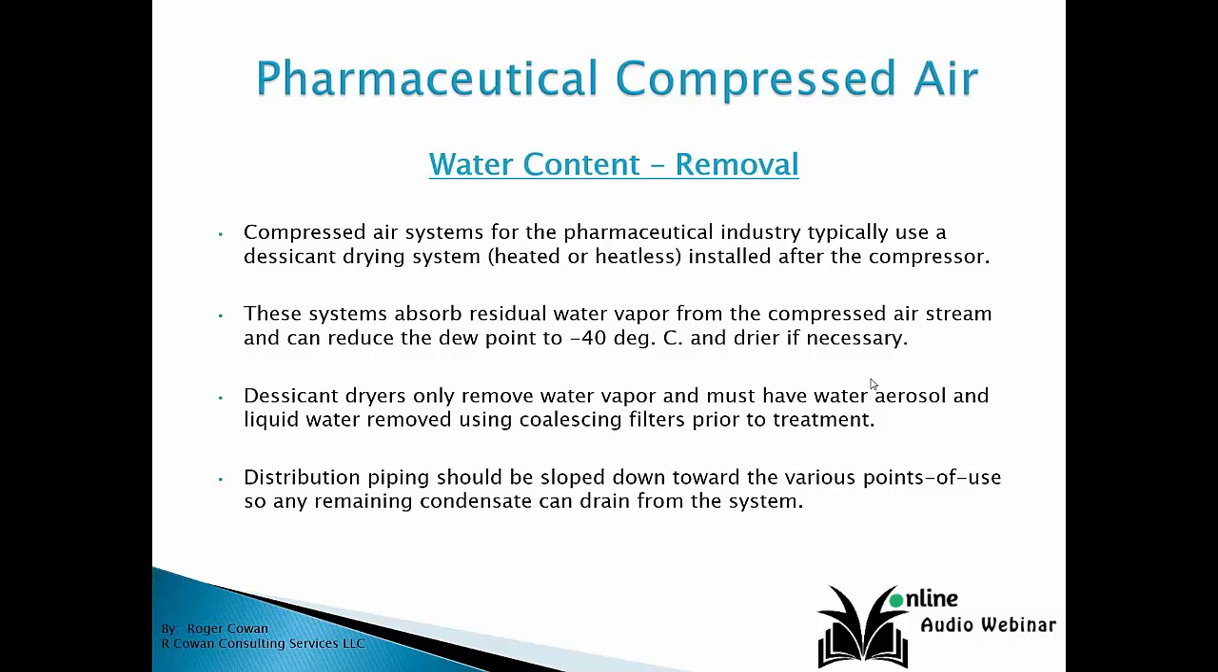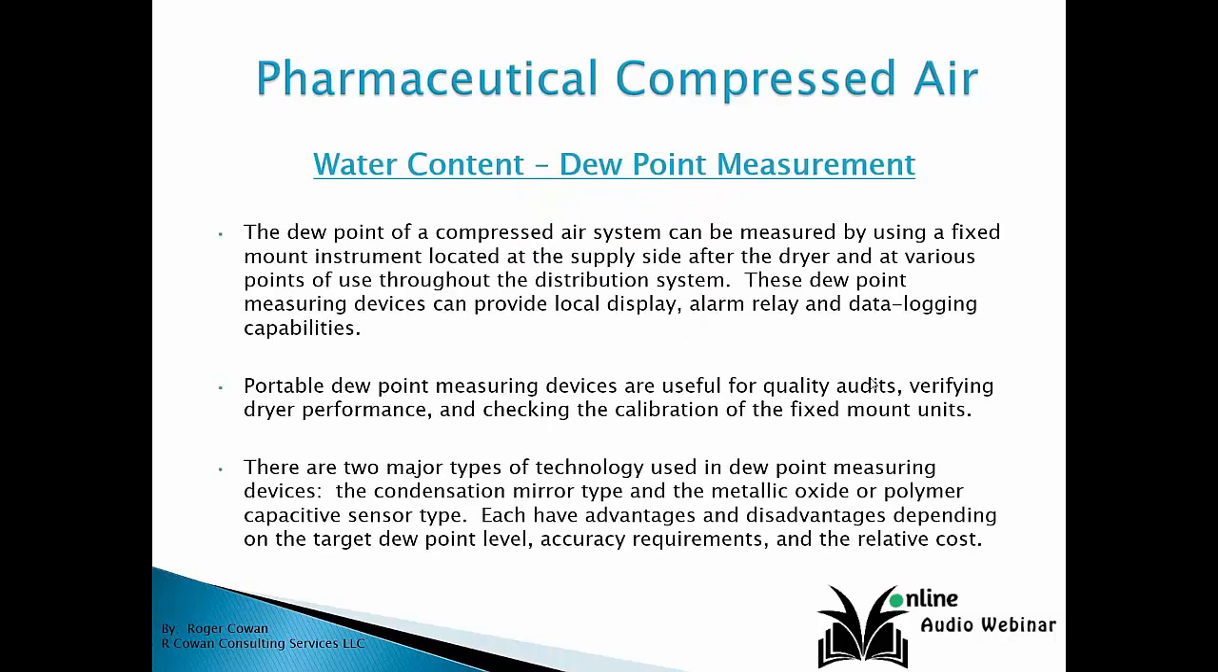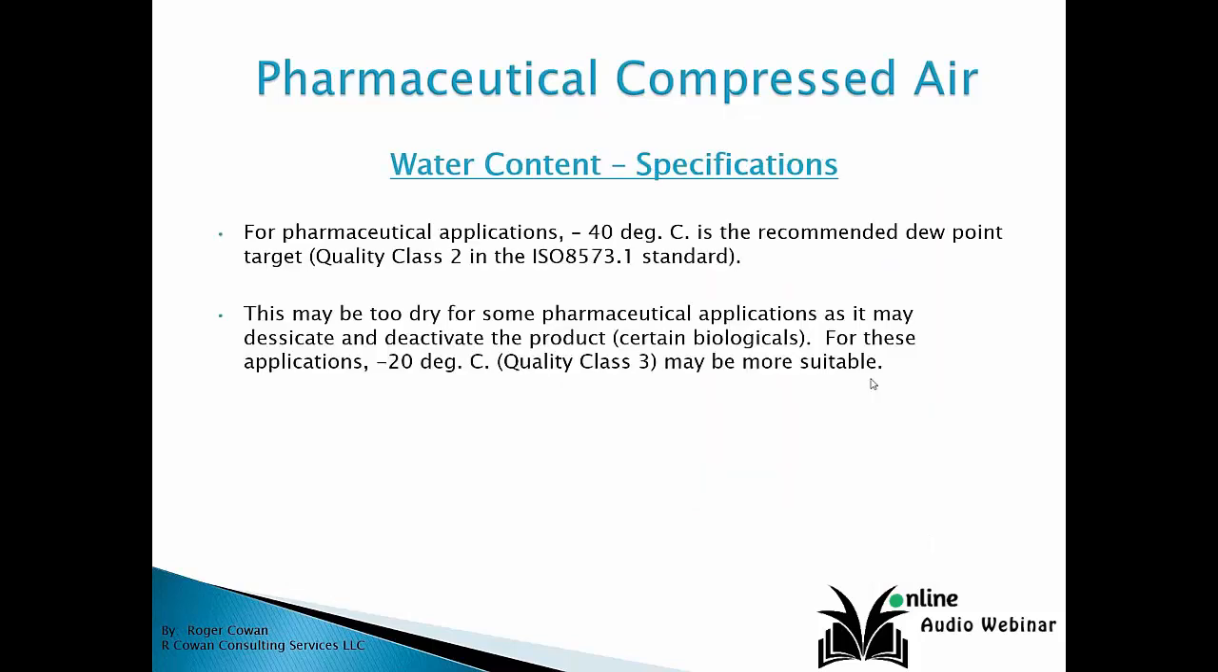So having said that, how do you remove water content and moisture from compressed air? Here's a photograph of a typical heated desiccant twin tower compressed air dryer. Now, how do you measure the dew point of your compressed air? The left-hand photograph is a fixed mount dew point meter, and you can see it has a nice real-time display of the dew point. On the right-hand side, I've just got a picture of the portable dew point instrument with the sensor probe. Now, specifications for water content.